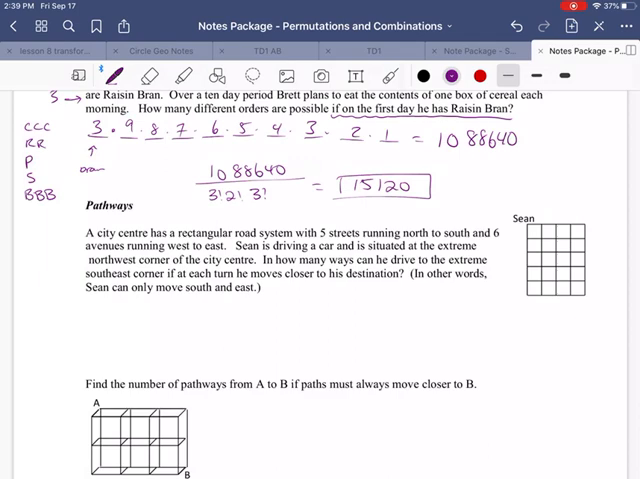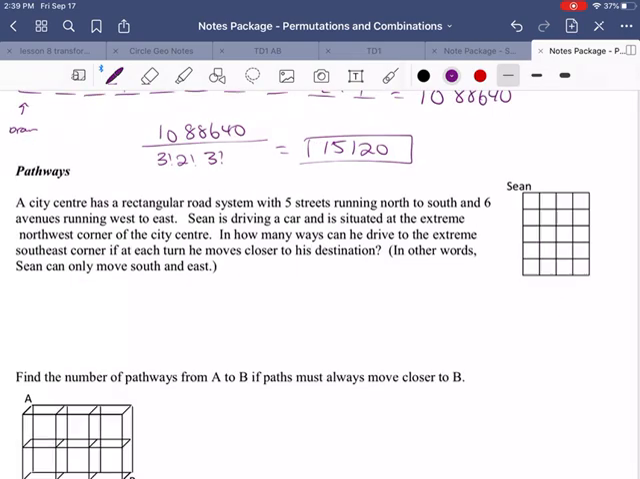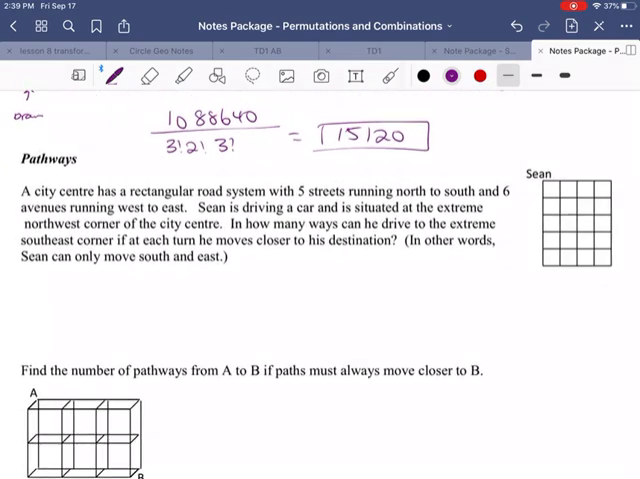Okay, sometimes you're going to get these pathway questions, which are a city block type situation. So a city center has a rectangular road system with 5 streets running north to south, and 6 avenues running east to west. A boy is driving a car, and he's at the northwest corner, and he wants to get to this corner. Okay, so he could go that way, or that way, or that way. Okay, so he's got a ton of different ways.